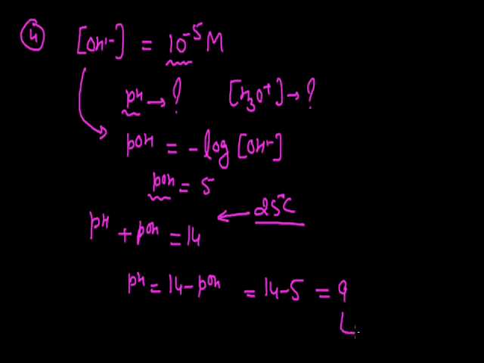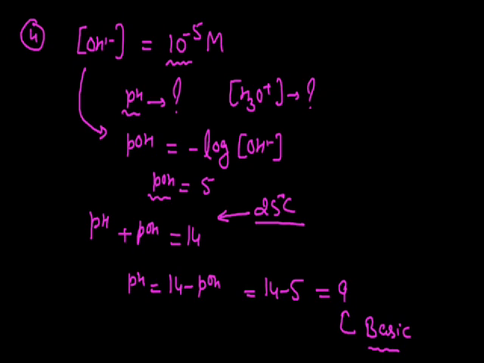Since the pH value is 9, we can indicate the behavior of this solution, and this solution will be basic in nature. So that is how we can calculate the pH and pOH for any solution if the concentration of hydronium or hydroxide ion is given to us.